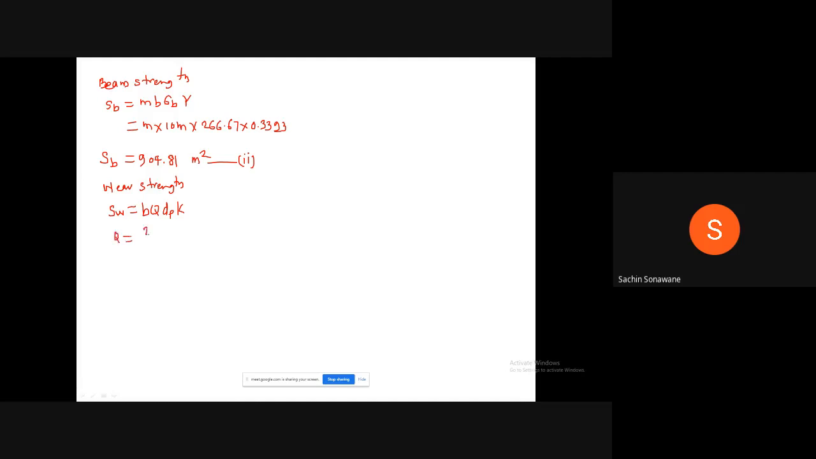Q is equal to what? 2 into ZG divided by ZG plus ZP, which is equal to 2 into, what is ZG? 72. ZG is equal to 72 divided by 72 plus 25. Calculate the value of Q. What is the value of Q? 1.48. Yes, correct. 1.48.